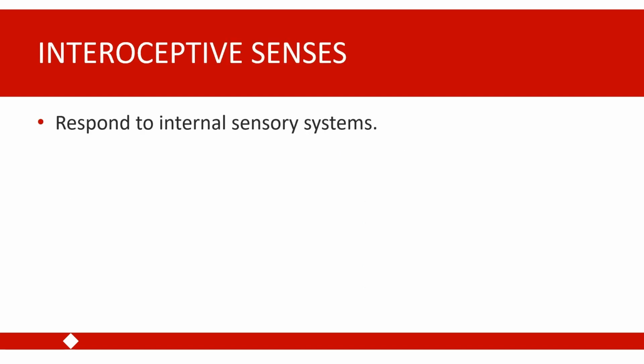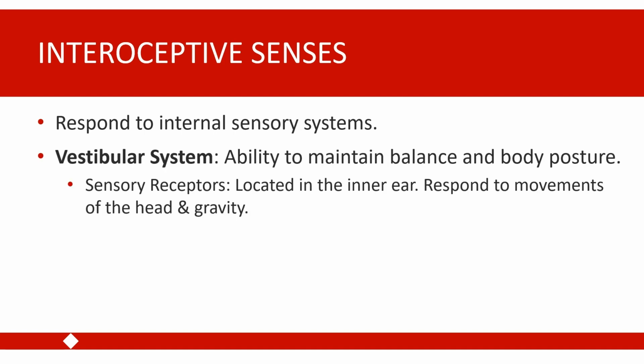We're going to begin by discussing some of our interoceptive senses. Remember that these are our senses that are responding to internal sensory systems and providing us with information about things that are happening inside of the body. One important interoceptive sense is our vestibular system. The vestibular system is responsible for our ability to maintain our balance and our body's posture.